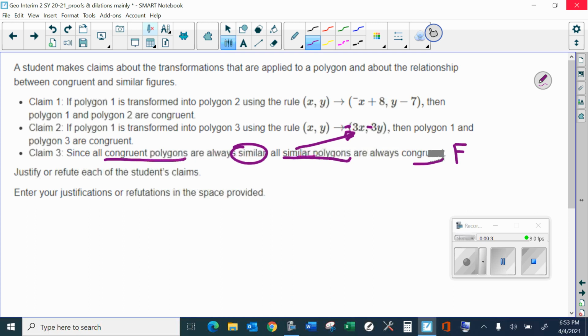Similar polygons can be bigger or smaller, and therefore they are not congruent. Okay, next.